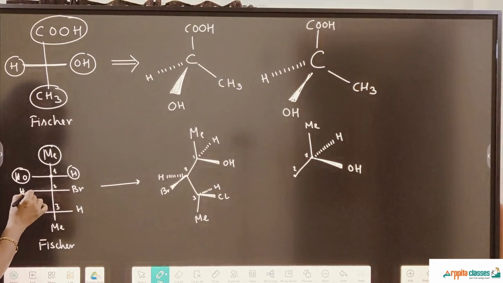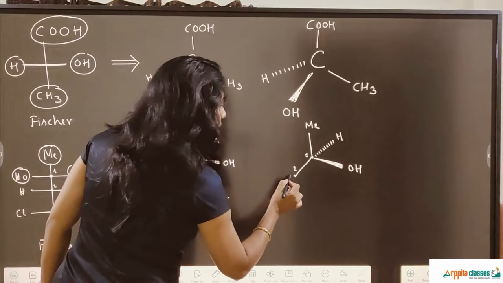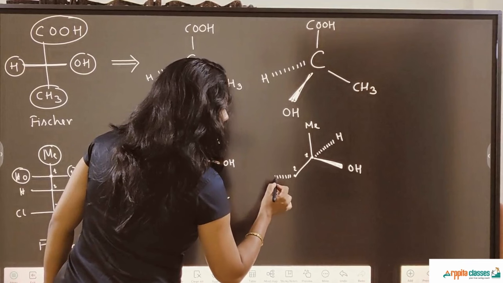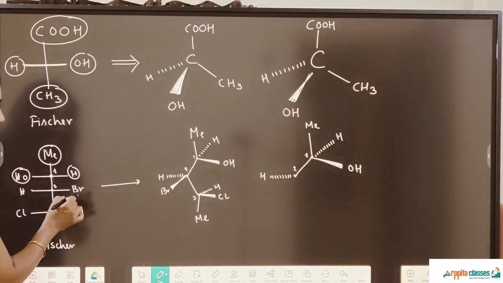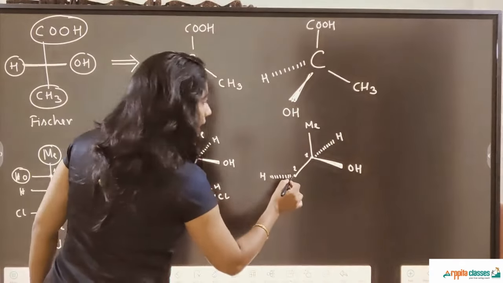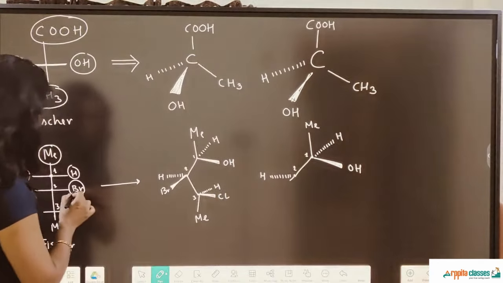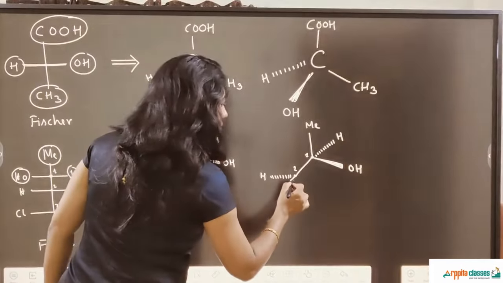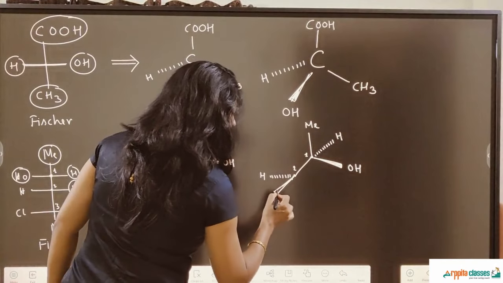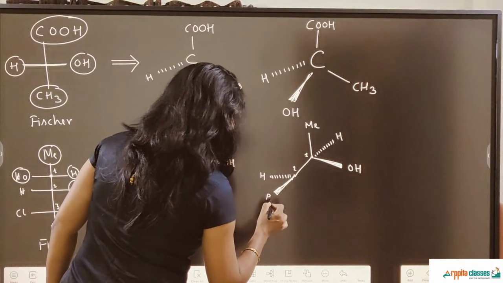Now see this carbon. This H is lower molecular mass, so this will be below the plane. The H is this side, so I will be drawing a broken line over here. This is below the plane, and this OH will be above the plane. So I will be dragging Br. The Br will be above the plane. I will be dragging Br towards H and will be showing it by a wedge. So this is your Br.